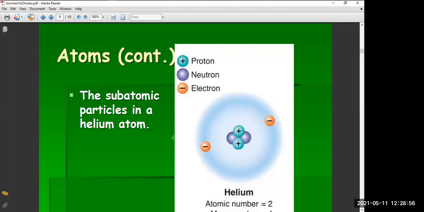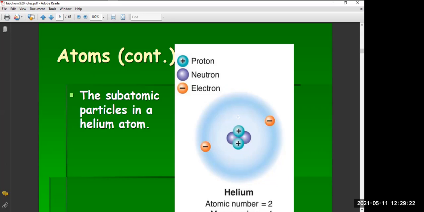Okay, so this is what I was trying to explain. The subatomic particles in a helium atom. This is the helium element that they are trying to extract from here. So protons are always positively charged. Neutrons have no charge. Electrons are always negatively charged.